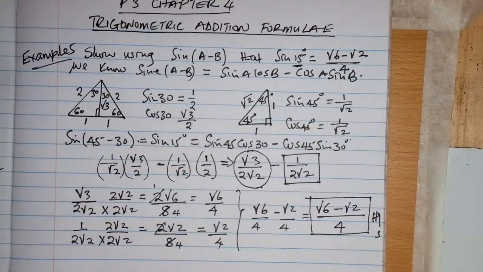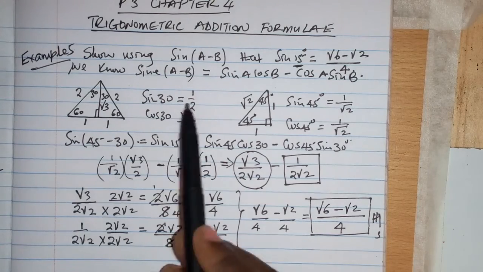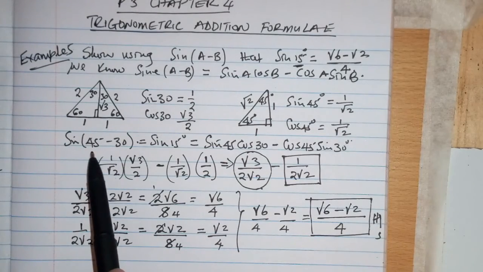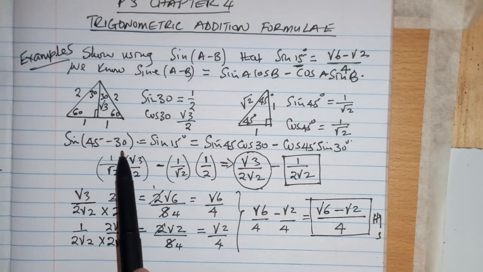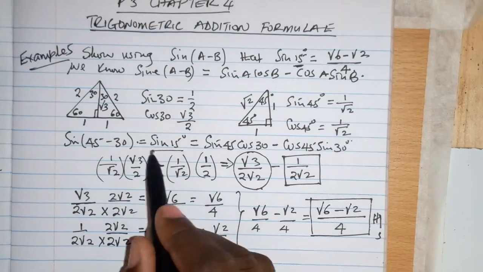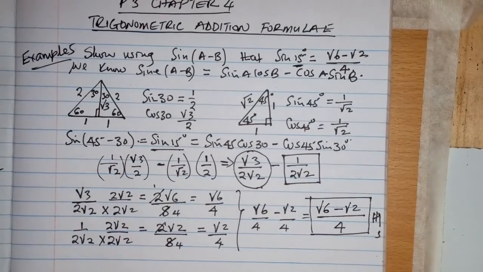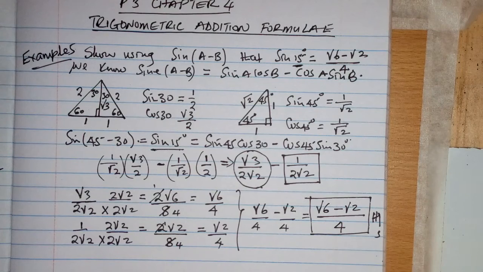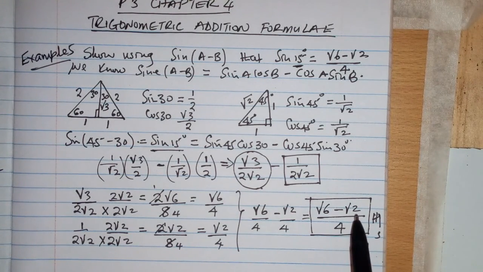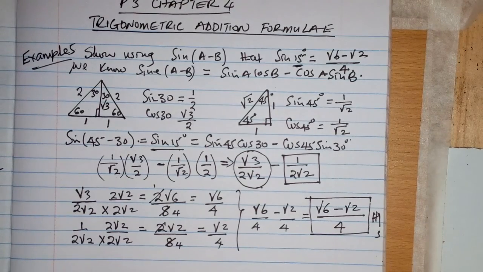But that could be your homework. Please try to solve the same question using sine 60 minus 45, since eventually it will give you sine 15. So we have been able to show that sine 15 is root 6 minus root 2 all over 4. All right?